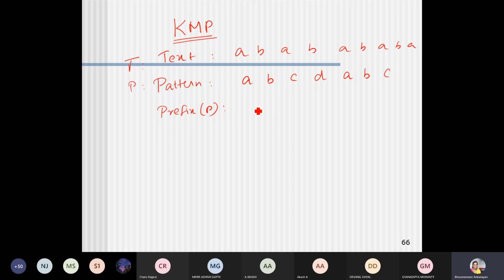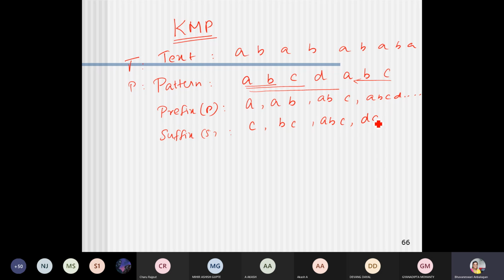What is the prefix value? Prefix means started from left to right: A, AB, ABC, ABCD, and so on. Many prefixes can be identified. Then identify what the suffix is. Suffixes start from right to left: C, BC, ABC, and then DABC.